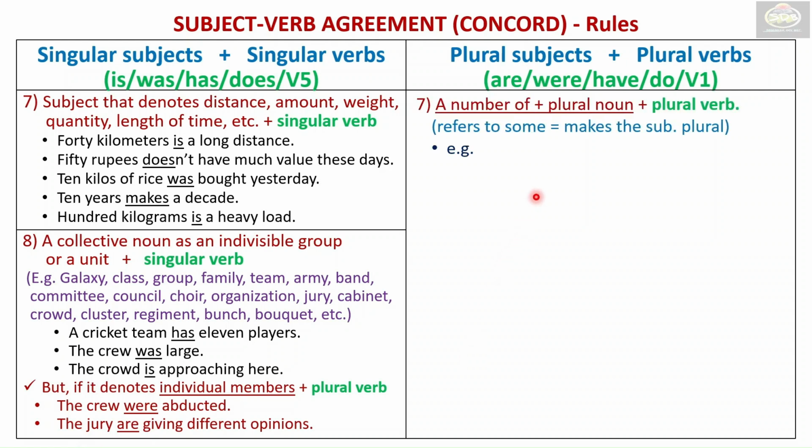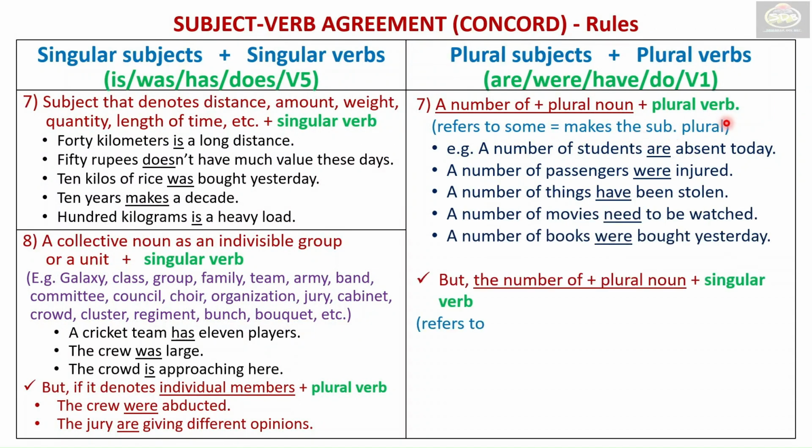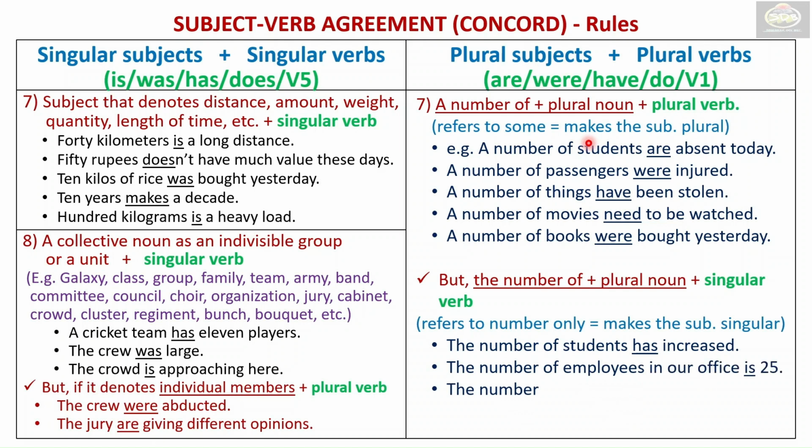Next one, a number of plus plural noun plus plural verb. It means if there is use of a number of plus plural noun, that refers to a plural subject, but in case of the number of plus plural noun, that is a singular subject. Let's observe the examples. A number of students are absent today. A number of students means some students. It refers to some, it makes the subject plural.